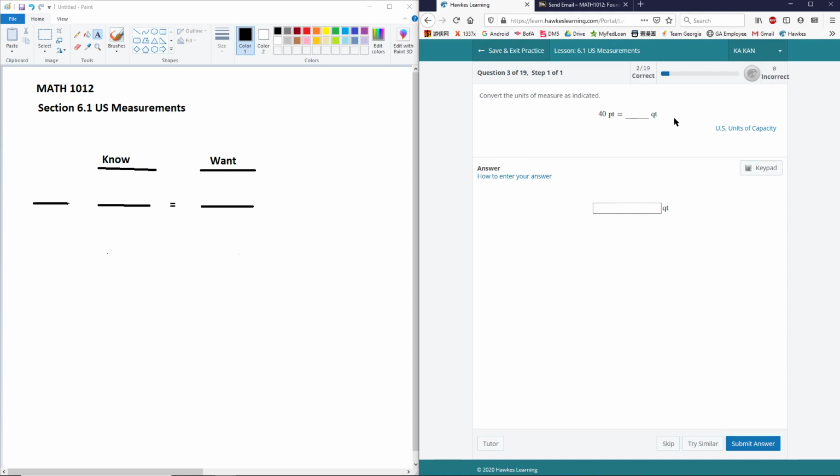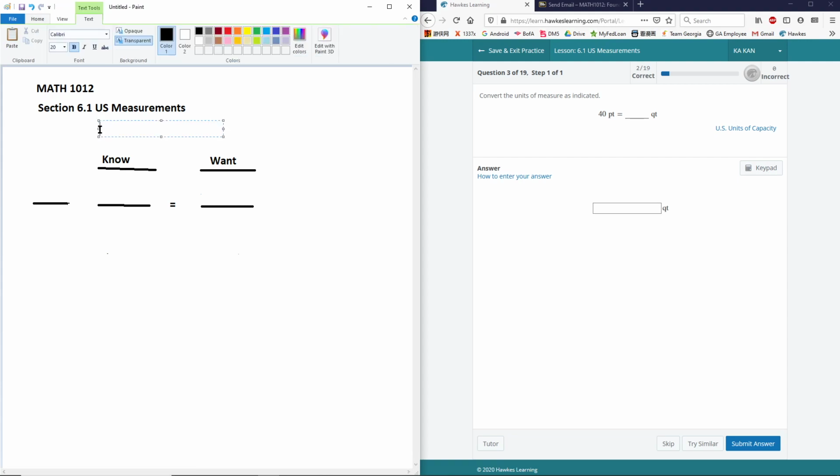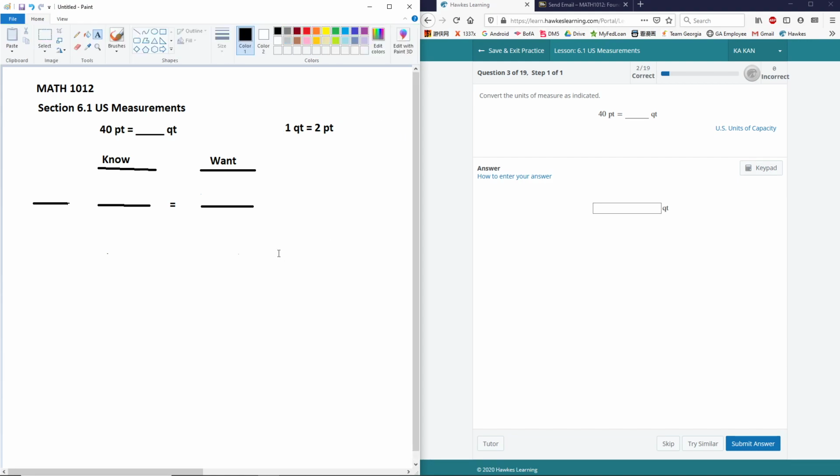So pint to quart. The problem sometimes with quarts to pints, pints to quarts, you might get lost because you don't know whether or not you're multiplying or dividing. You have to really kind of know for sure. But the way that we're doing it right here on the left, it's going to make sure that it's always going to be correct. So we have 40 pint, and we want to know how many quart that is. And we know the relationship is 1 quart equals 2 pint. So you got to know the relationship between those two first.